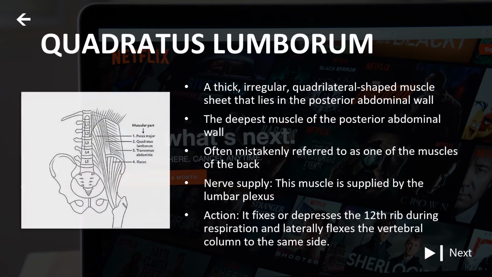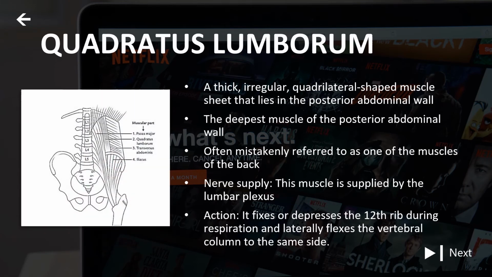Quadratus lumborum. The quadratus lumborum is a flat, quadrilateral shaped muscle that lies alongside the vertebral column. It arises below from the iliolumbar ligament, the adjoining part of the iliac crest, and the tips of the transverse processes of the lower lumbar vertebrae. The fibers run upward and medially and are inserted into the lower border of the 12th rib and the transverse processes of the upper four lumbar vertebrae.